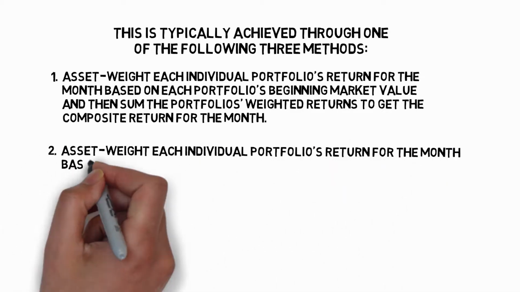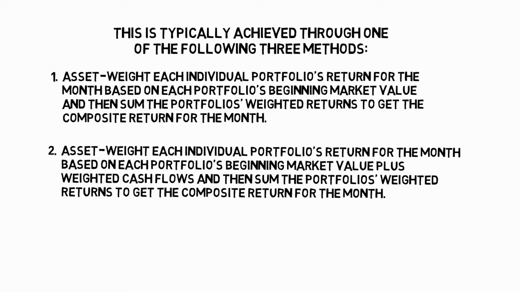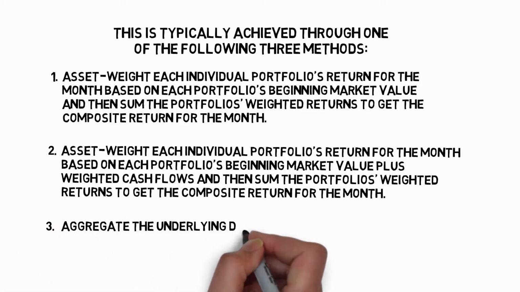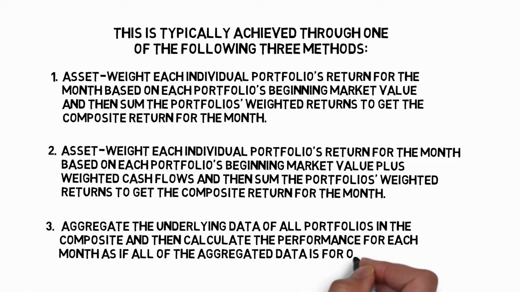2. Asset weight each individual portfolio's return for the month based on each portfolio's beginning market value, plus weighted cash flows, and then sum the portfolio's weighted returns to get the composite return for the month. Or 3. Aggregate the underlying data of all portfolios in the composite, and then calculate the performance for each month as if all of the aggregated data is for one large portfolio.